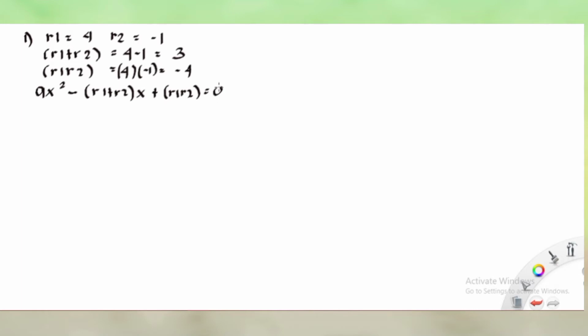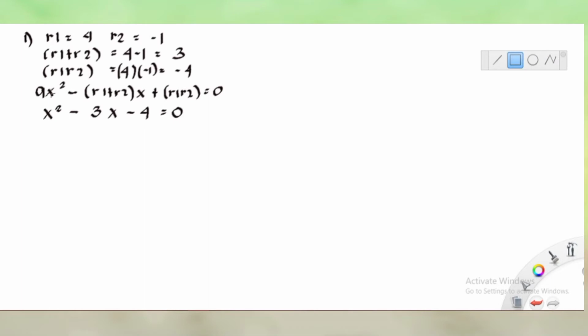Now substitute the sum and the product. So we're going to have here, since ang denominators ng ating sum and product ay 1, so hindi na natin kukopyahin ang a because a is 1. So we're gonna have x squared, and then minus b, ang b ay 3, or ang sum is 3, 3x, plus c, ang c ay negative 4, so plus negative 4 or just minus 4 equals 0.